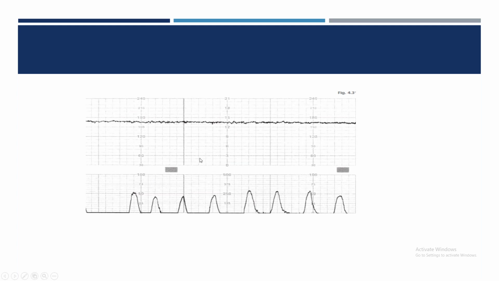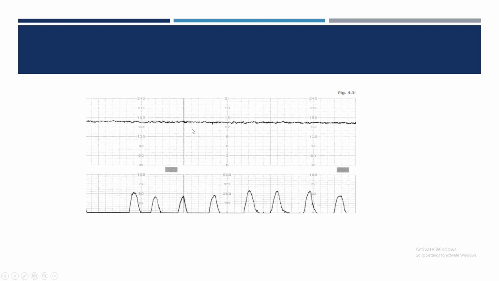Again, here, 1, 2, 3. So this is the 10 minutes. How many contractions? There are 4. 1, 2, 3, 4. Four contractions are there. Baseline heart rate? 170. Yeah, it is almost 165 to 170. So it is a non-reassuring feature, correct?